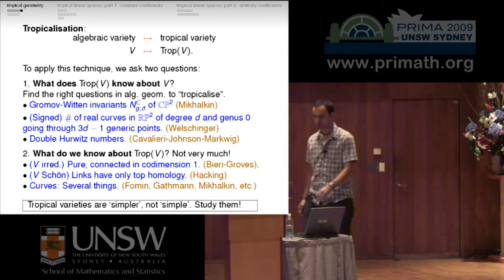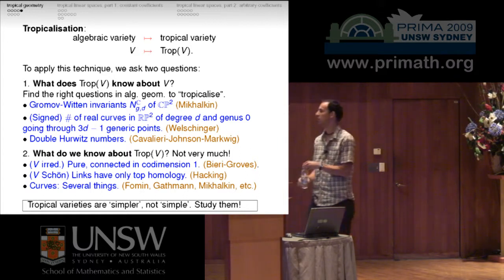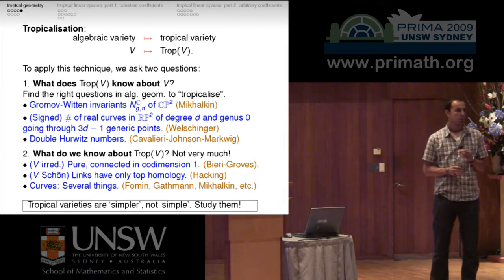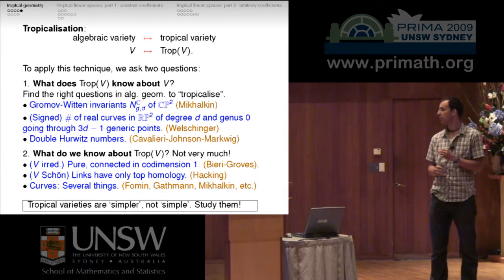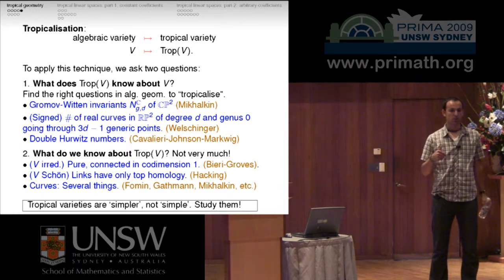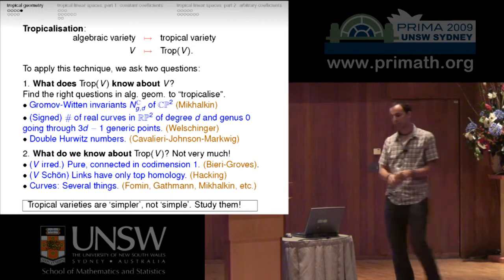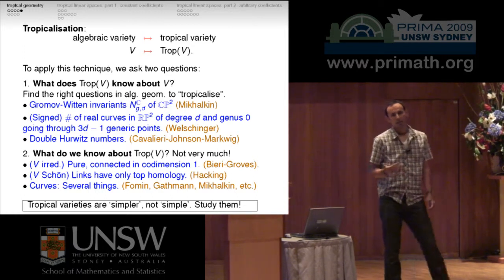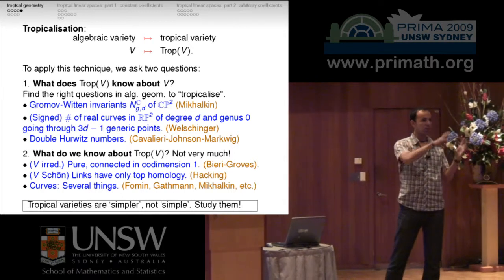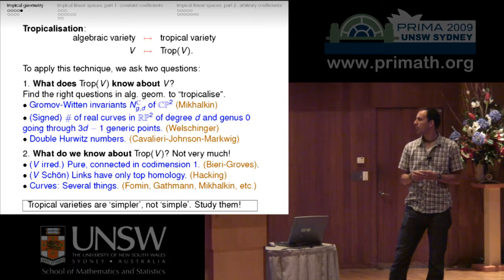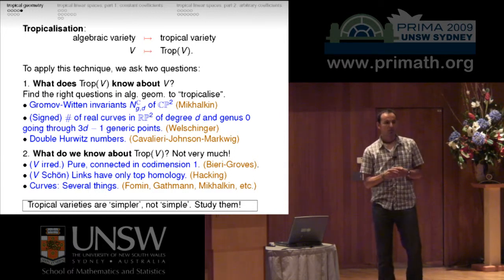The first theorem is due to Bieri and Groves, who showed that if the variety that you start with is irreducible, then the tropical variety, like I said, is a polyhedral complex. And their theorem is that, first of all, it's pure. What's a polyhedral complex? Well, it's what you obtain by gluing a bunch of polyhedra together. And their theorem says that all the polyhedra that you glue together have the same dimension. That's what it means to be pure. And also, this complex is connected in codimension 1.